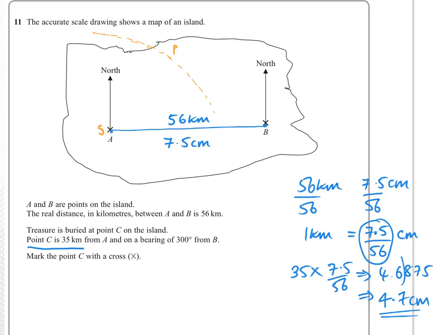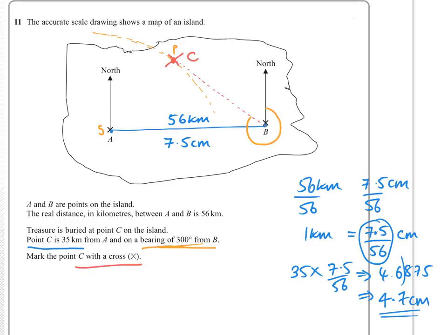Okay, so we know it's on there somewhere, and the reason I'm not doing it all the way around is because I can see here that it's a bearing of 300 from B. So I've got to turn clockwise 300 degrees, and again I haven't got a protractor, so I'm going to guess it. So 300 I would say is about 270 and 30, so I'm going to say about there, and then I'm going to draw another dotted line like so, and where they coincide I'm going to mark with a cross and call it C, just like it wants.